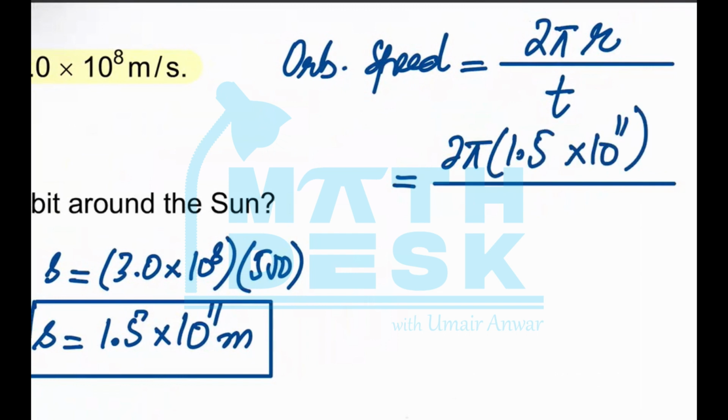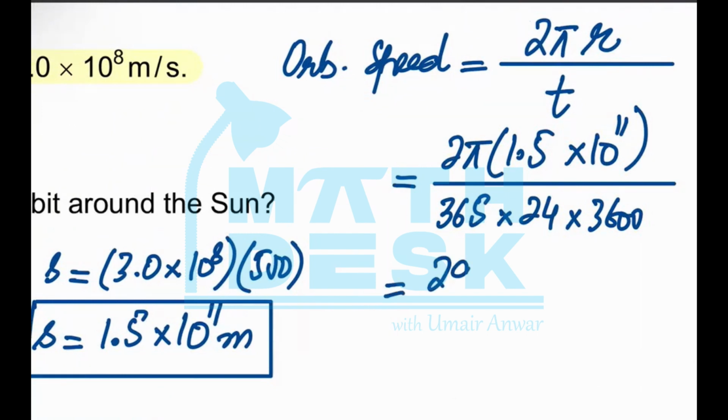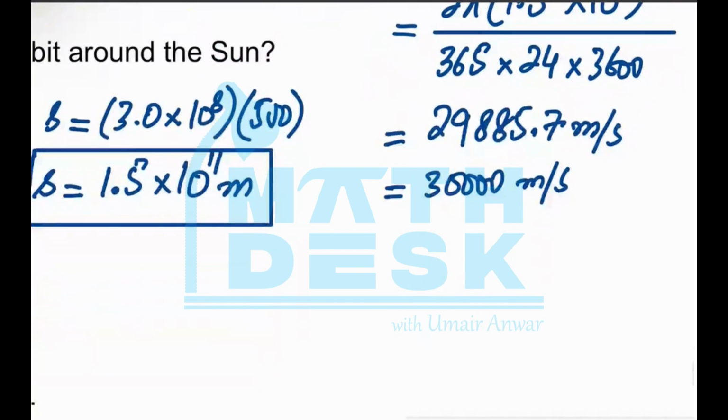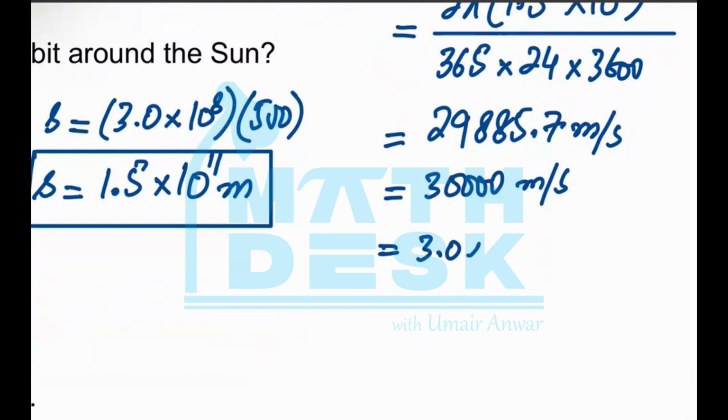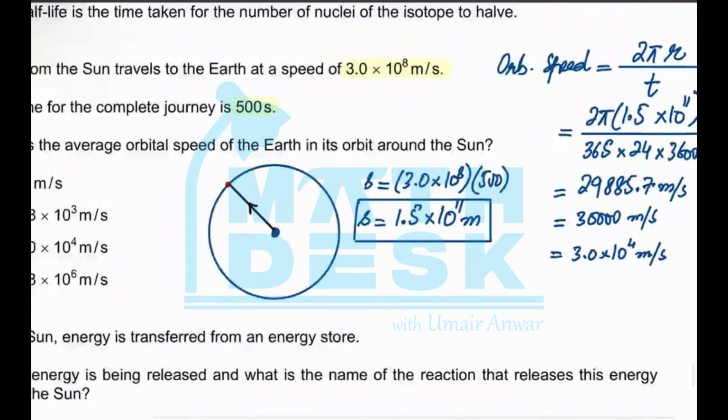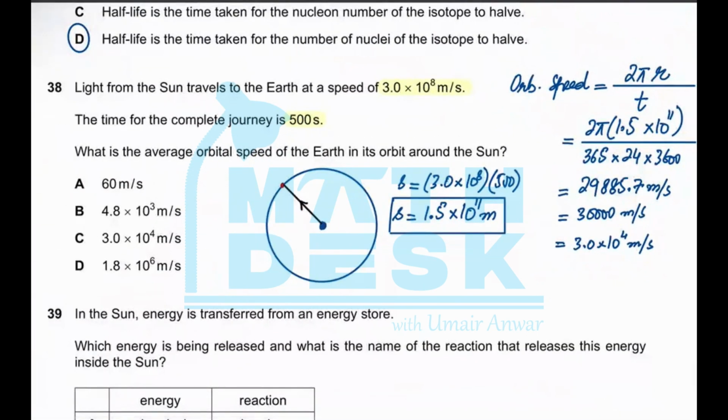And the time taken to complete one orbit is 365 days. It should be multiplied with 24 to convert it into hours, and then 3600 to convert into seconds. So the answer would be 29885.7 meters per second, which could be approximated to 30,000 meters per second. And this would be 3.0 × 10^4 meters per second. So from the given options, we can say that option C is the correct option for this part.